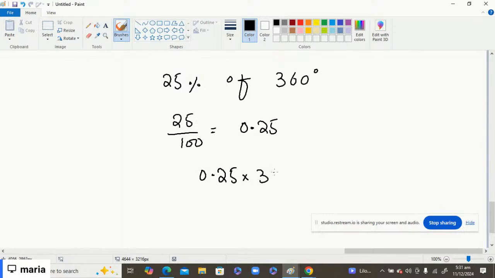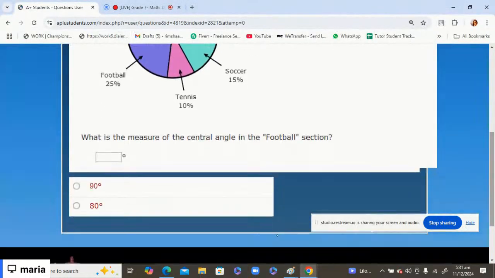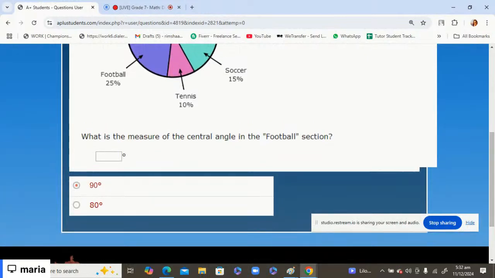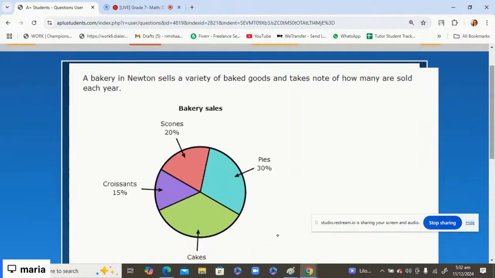Now this 0.25 is multiplied with 360, and the answer we get is 90. 25% of 360 is 90 degrees. So let's go with it, and this is the right answer.